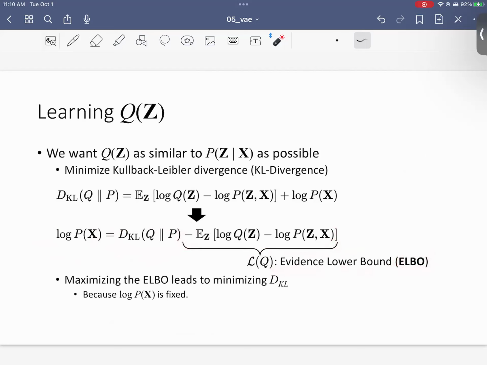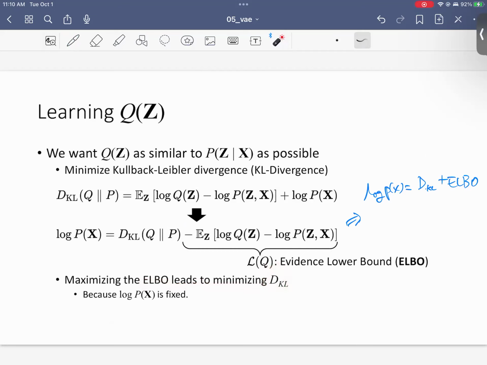If you study machine learning enough, then you probably have seen this term ELBO in some papers, like maximizing ELBO, minimizing ELBO. So this is called ELBO, including the minus sign. Don't forget about the minus sign. We can rewrite this as log p(x) equals D_KL plus ELBO. And maximizing ELBO leads to minimizing D_KL.